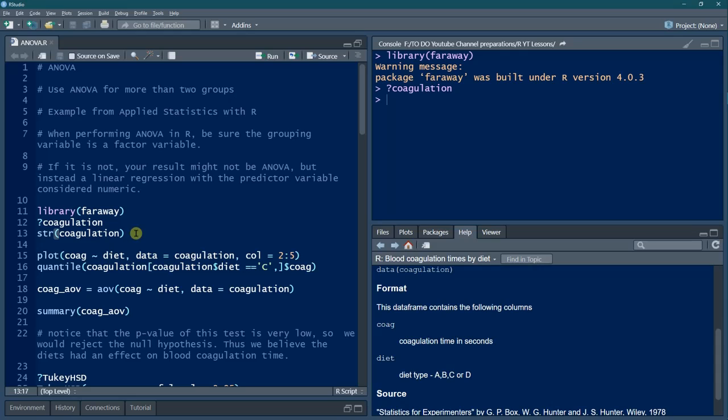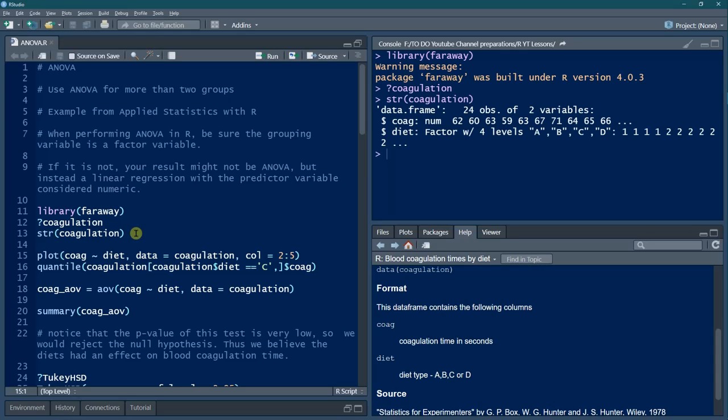Let's see the structure. So the diet is a factor, basically 4 levels, A, B, C, D, and coagulation times are given in seconds. Now let us make a plot to get an idea. Coagulation in terms of diet with the colors 2 to 5.